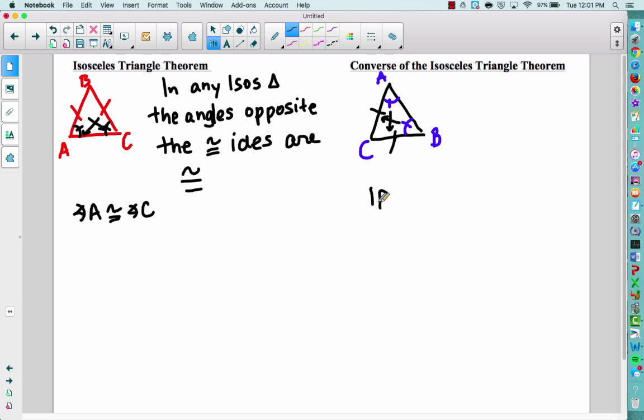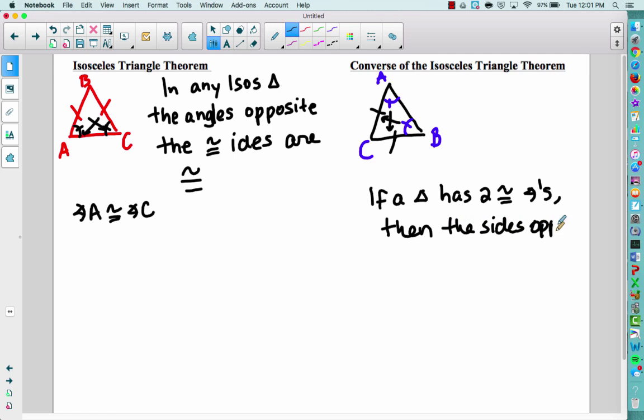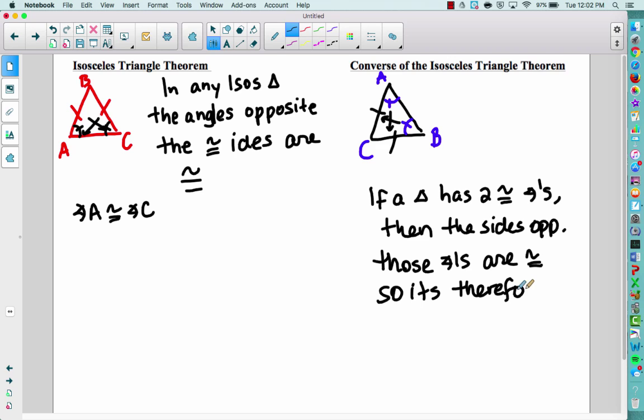So if a triangle has two congruent angles, then the sides opposite those angles are congruent. So it's therefore isosceles. Okay, so those are the two theorems, and we actually have reviewed them, and let's practice.